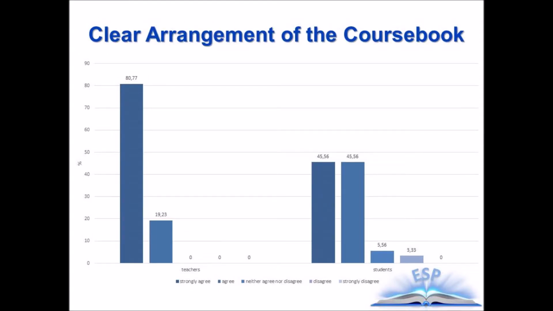Although the category clear arrangement was evaluated by teachers more positively than by students, 80.77% of teachers strongly agreed with this characteristic of the coursebook. Students were also quite satisfied with the clear arrangement of the coursebook, since 45.56% of them strongly agreed and the same number agreed.